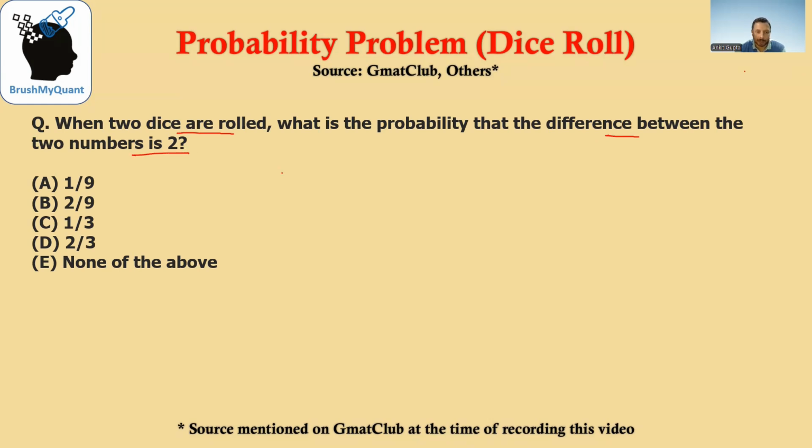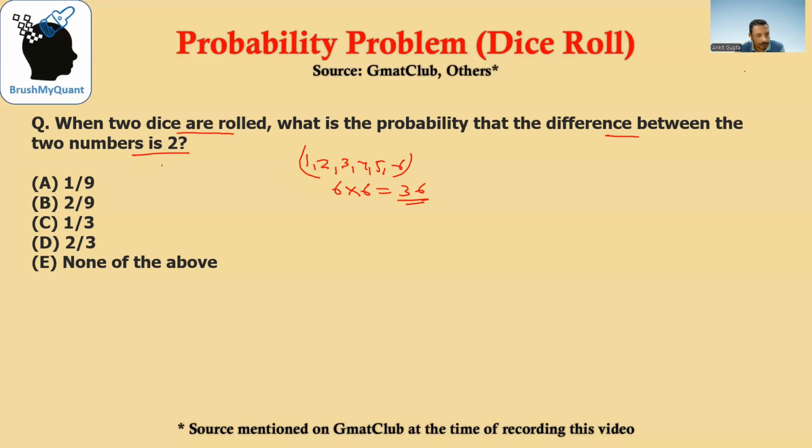So two dice are rolled. And when you roll each die, you actually have 6 possible cases, right? So you can get numbers from 1, 2, 3, 4, 5, and 6. So there are 6 possible cases for each die. That means if you are rolling two dice, the total number of cases will be 6 into 6, or will be equal to 36. Now we have to find the probability that the difference between the two numbers is 2.